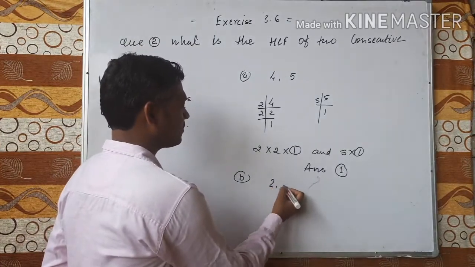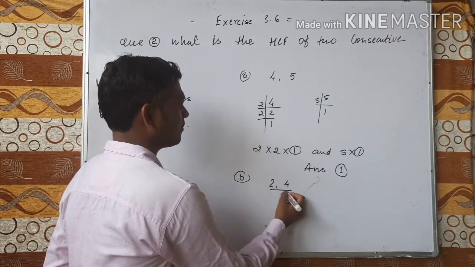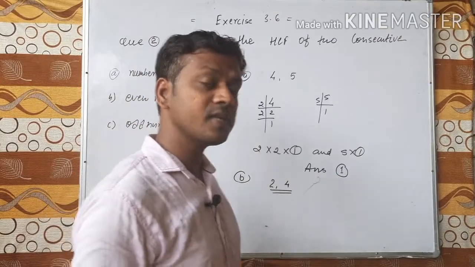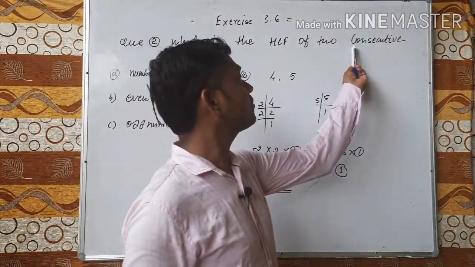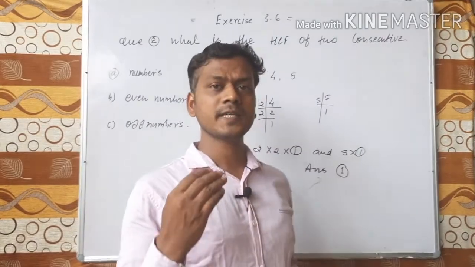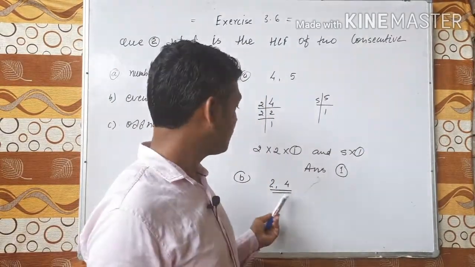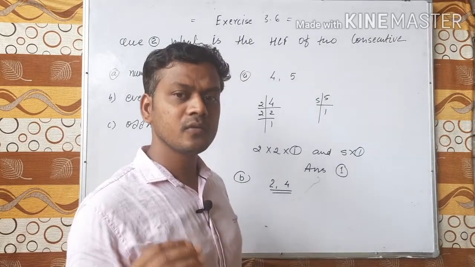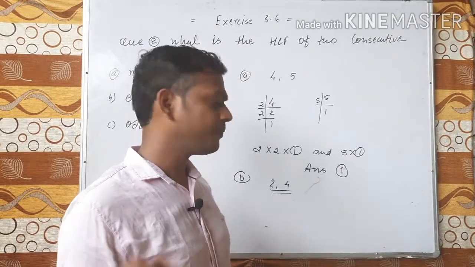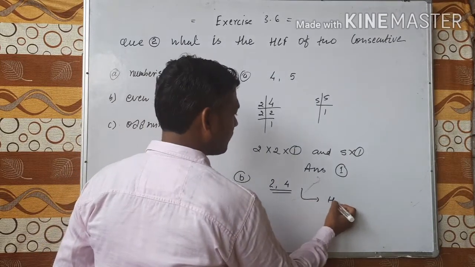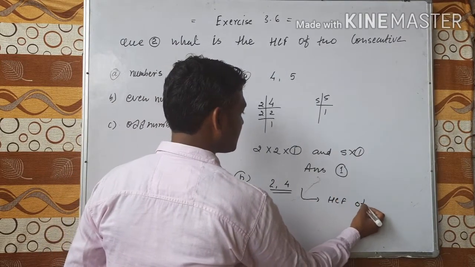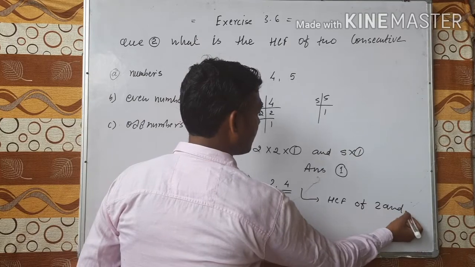So we can take 2 and 4. 2 and 4 are consecutive even numbers. Okay, always remember, 2 consecutive means continuous numbers. 3 is an odd number, but 2 and 4 are consecutive even numbers. So what is the highest common factor, HCF, of 2 and 4?